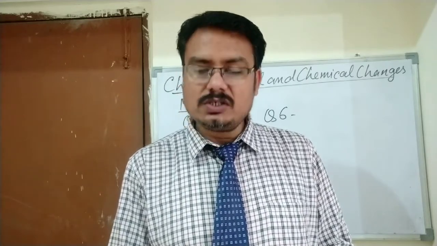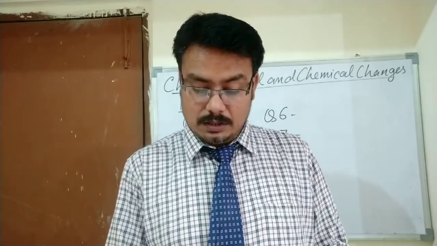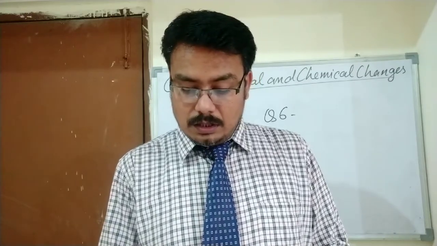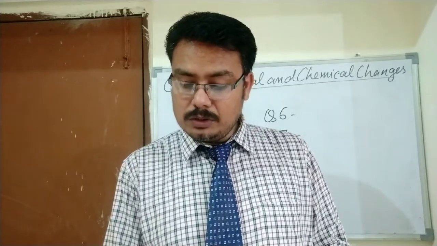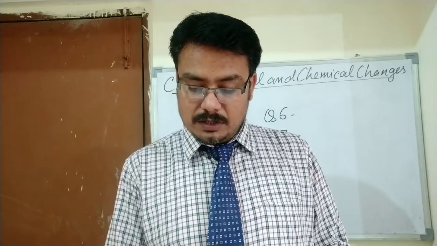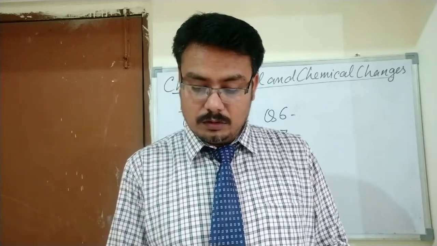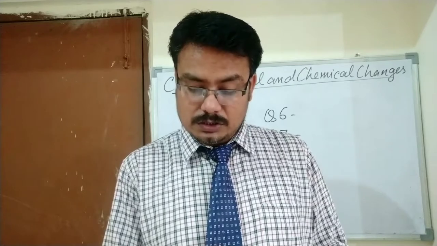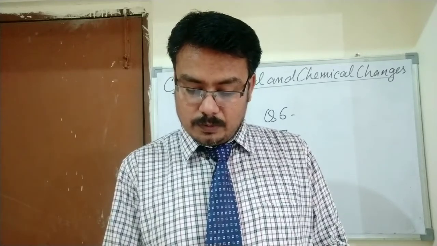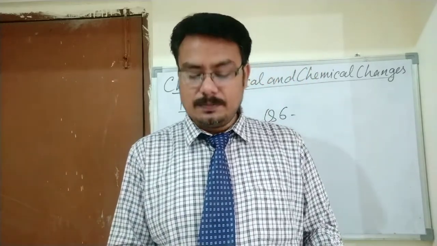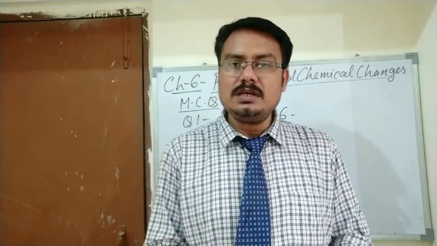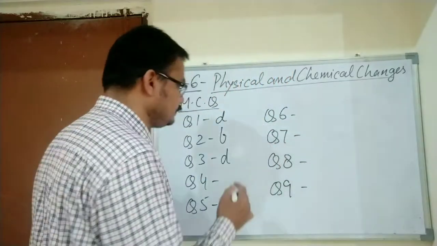So what type of change have you seen in both the conditions? The options are: A, producing biogas is a chemical change, B, burning of fuel is a chemical change, C, both process A and B are chemical changes, and D, none of these are chemical changes. So students, both process A and B are chemical changes. So for question 4, C is the correct option.